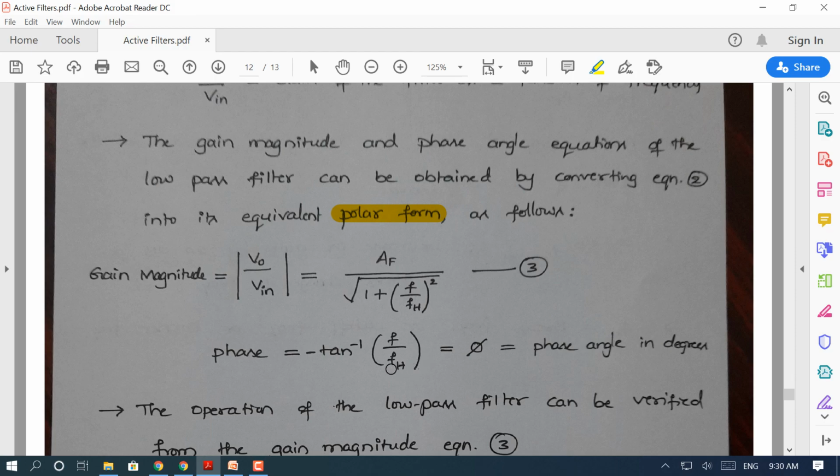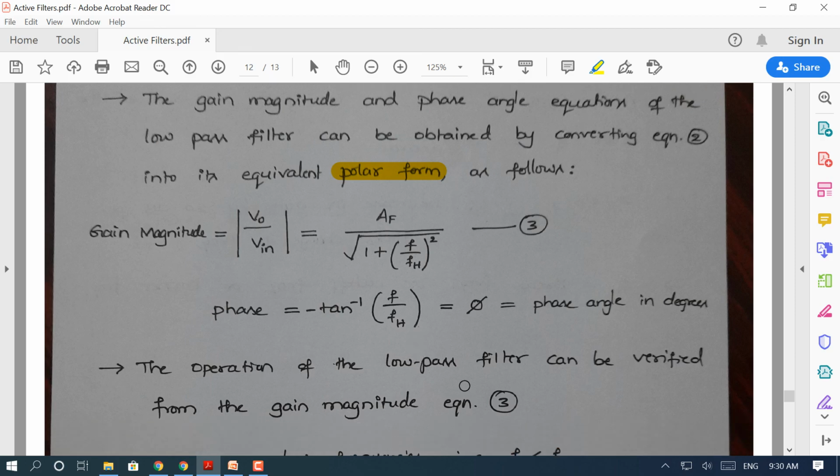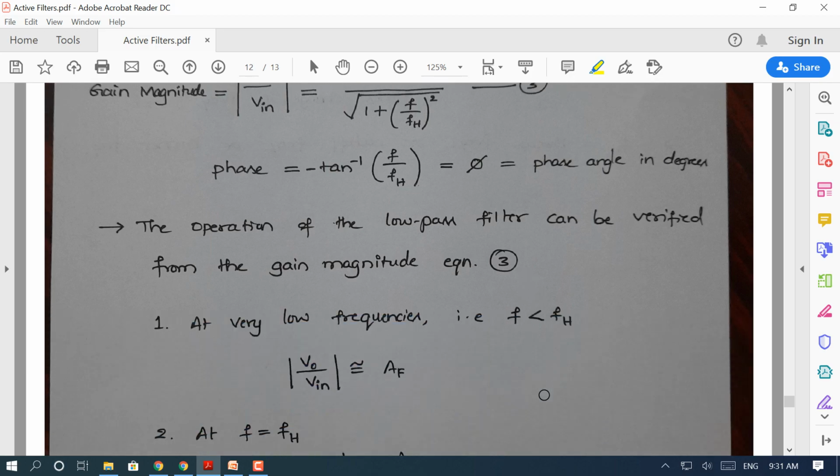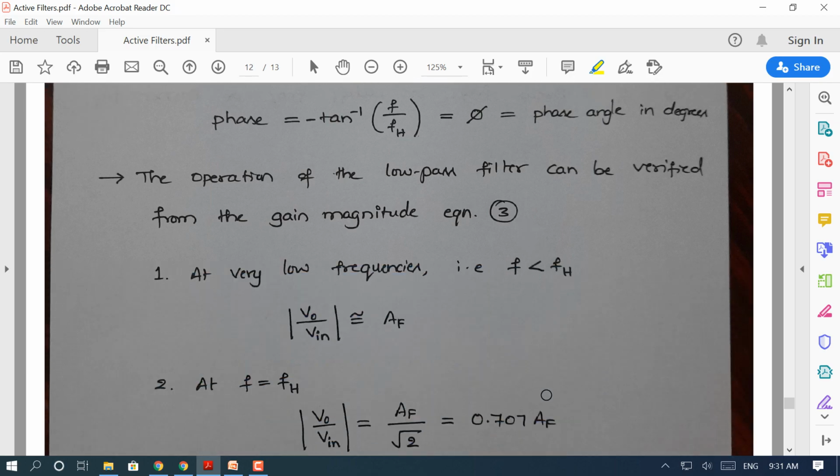From equation 2, you can use the phase in the polar form, and we finally get the phase equation as minus tan inverse of F by FH. So the operation of the low pass filter can be verified from the gain magnitude that we have shown in equation 3. How can we see that? This operation can actually be verified.